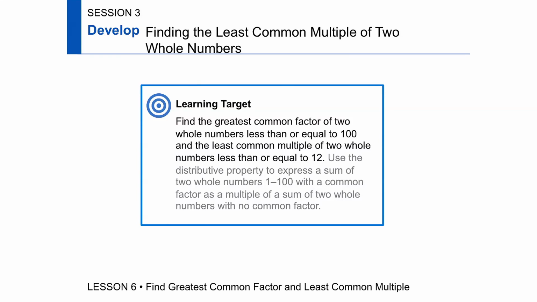Hey guys, this is a lesson for finding least common multiple of two whole numbers. Last session, we were looking at greatest common factor, which we're looking at two numbers that can multiply together to create a product. Here we're looking at multiples, which means we're counting by a number, like counting on, for example, 2, 4, 6, 8, 10, and so forth.